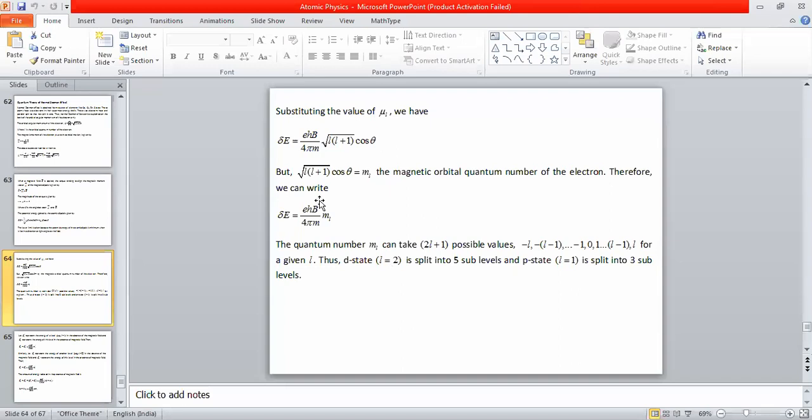That's why there are 5 different possible values of ml corresponding to L is equal to 2. Therefore, this D state, or L is equal to 2 state, splits up into 5 energy levels.